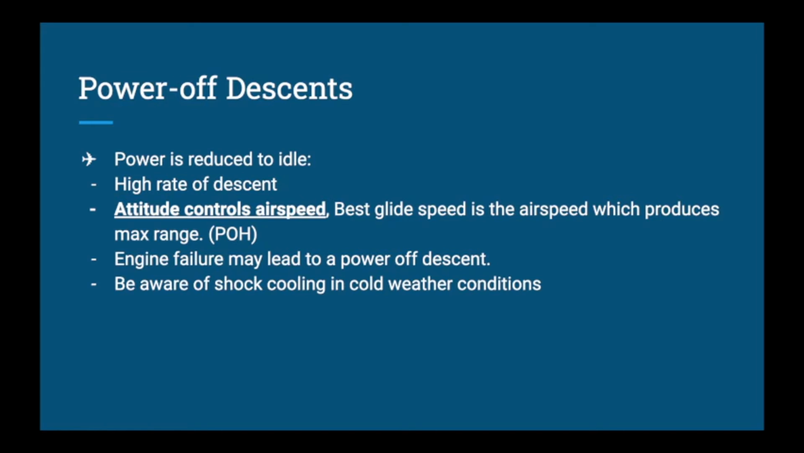When you're in a descent, it's very important that you control your airspeed with the attitude of the airplane. If we lift the nose up, the airspeed is going to decrease. The airplane will slow down. If we lower the nose, the airspeed is going to increase as we speed up. Generally, in a power off descent, you're targeting an airspeed for the best glide. That'll be found in the POH. In your emergency procedures, you'll find the best glide airspeed.